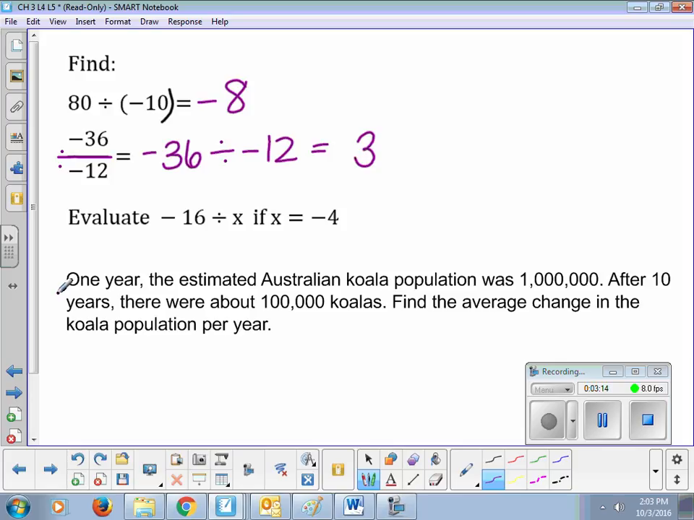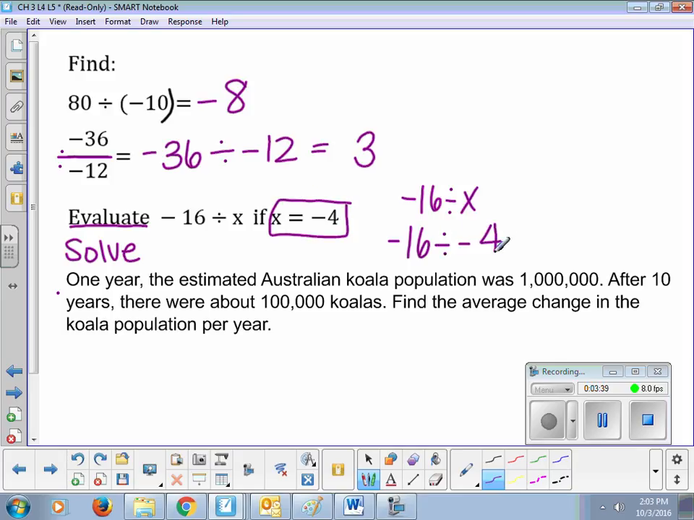For our next example, they want us to evaluate. What is another word for evaluate? Solve. So, solve -16 divided by x if x equals -4. So, I have -16 divided by x. What value are we plugging in for x? -4. So, -16 divided by -4. What is 16 divided by 4? 4. And if we have the same sign, our answer is positive.